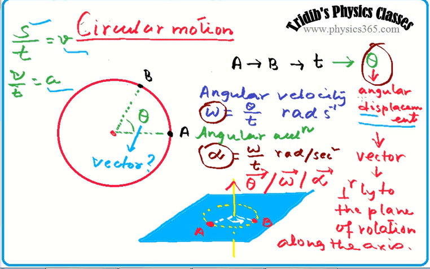So again we repeat that to know circular motion you have to know some new quantities. One is called angular displacement, then angular velocity, then angular acceleration. In reality they are known as vector quantities. And if they are vectors, they should have direction, and the direction will be perpendicular to the plane of rotation, and along the axis of rotation.